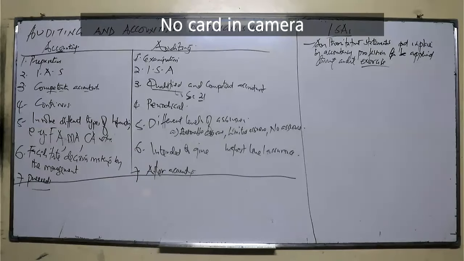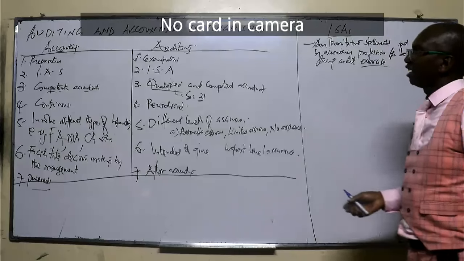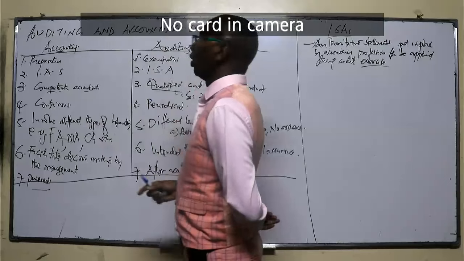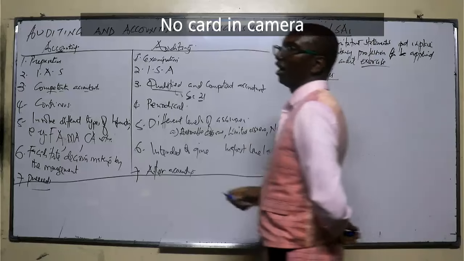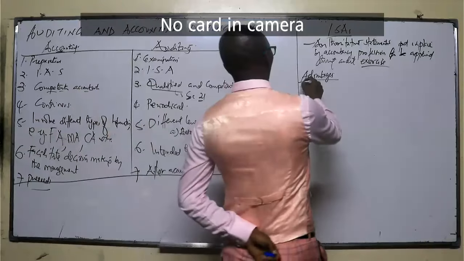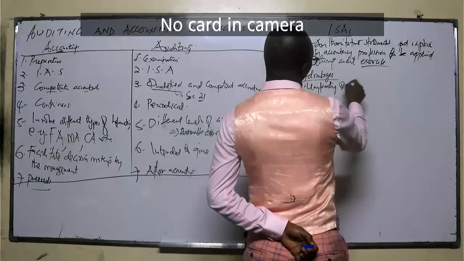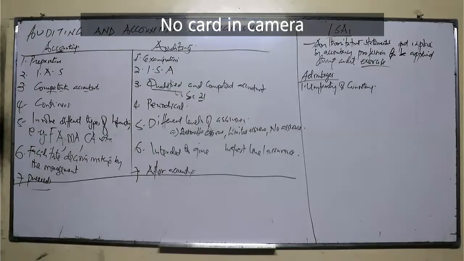So we are saying that these are authoritative statements that have been put in place by the accountancy profession to be applied during the audit exercise. You've seen them. We've indicated here that during auditing, we are guided by ISAs. What are the advantages? Advantages of these ISAs. We have an element of consistency and uniformity. How we do it here, during audit and accounting, when guided by ISAs, is the same way that is done elsewhere. So we are carrying it out in the same way. Yes, you defend yourself in the same way.